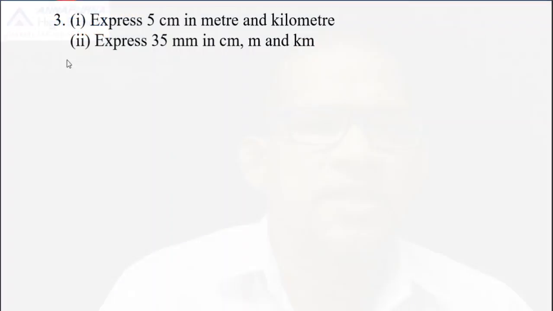Now the third problem is: express 5 centimeters in meters and kilometers. That means express 5 centimeters in meters, and express 5 centimeters in kilometers. That is the meaning. So let me do one problem. You can do the second one, because these two are the same. So express 35 millimeters in centimeters and then in meters and then in kilometers. So let me do the first one.